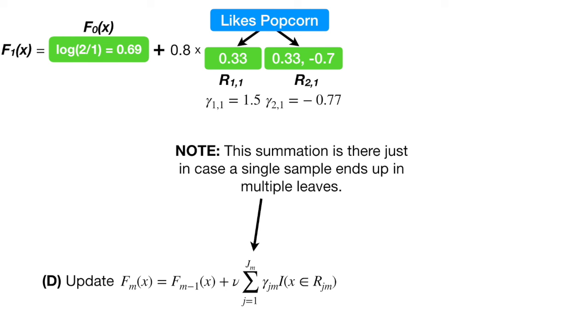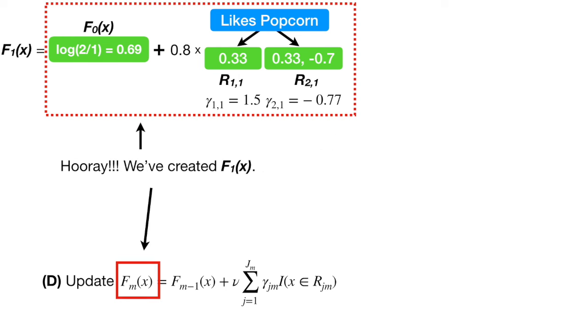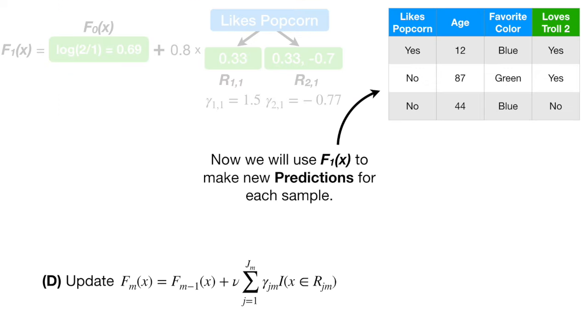Note, this summation is there just in case a single sample ends up in multiple leaves. Also note, we've set the learning rate, nu, to 0.8, which is relatively large. For more details about this, check out the StatQuest on the main ideas. Hooray! We've created f sub 1 of x. Now we will use f sub 1 of x to make new predictions for each sample.